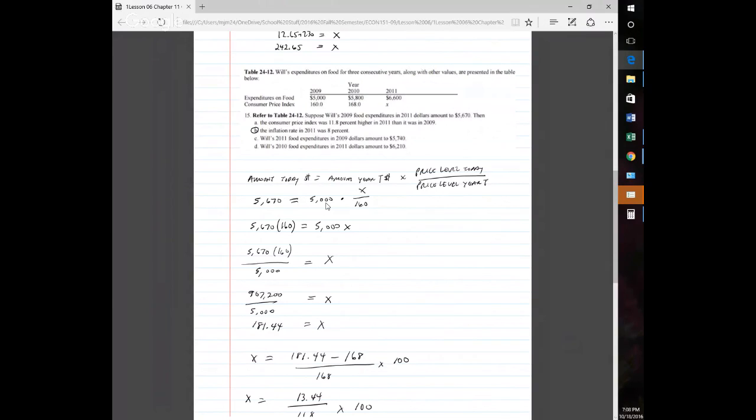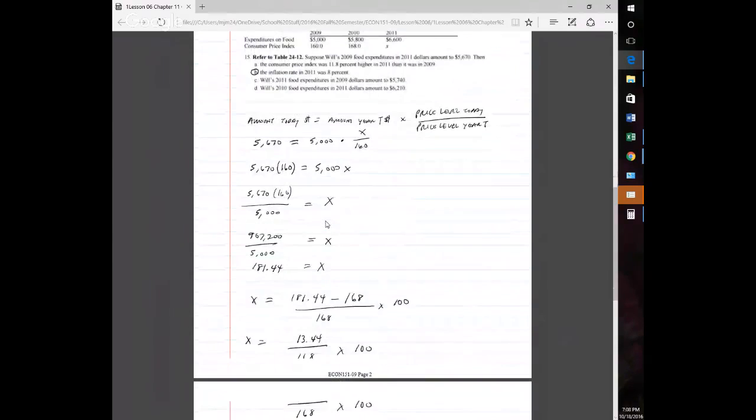And then you take the amount in dollars for 2009. So they basically give you the answer. The amount today is 5,670, and the amount for year T is 5,000. Going off of the formula and the numbers in the table, you're trying to find the consumer price index for 2011. So you put X over 160, which is the consumer price index for year T. And that gives you 181.44. Yeah, that's the part I got to. So I got the 181.44, and then I didn't know what to do with it after that.